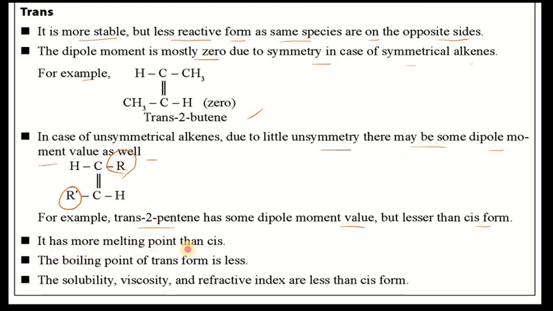Trans has a higher melting point than cis. Trans compounds have higher melting points. The boiling point of trans forms is less. And solubility, viscosity and refractive index are less compared to cis.